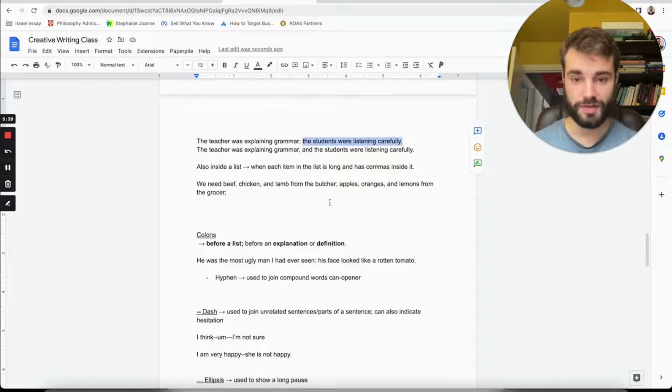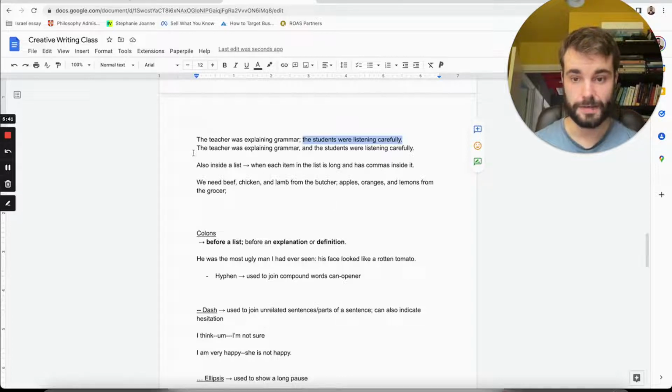You could write both of those on their own as their own sentence. But in this one, the teacher was explaining grammar and the students were listening carefully. This bit, the second bit, is not its own sentence because you shouldn't start a sentence with and, so you use a comma. So if you want to easily include a semicolon, just think of two sentences that are kind of related, join them together, but don't use a connective, and that's all it is.